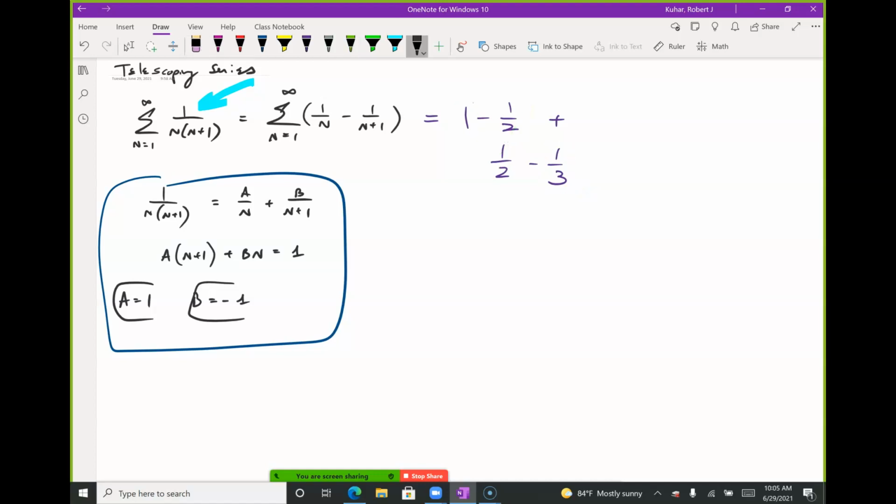But let's do the next partial sum. Let's just do the next term. But remember, we're adding these things together, right? So what's the next term? When I start with n is 3, I get 1/3 minus 1/4.